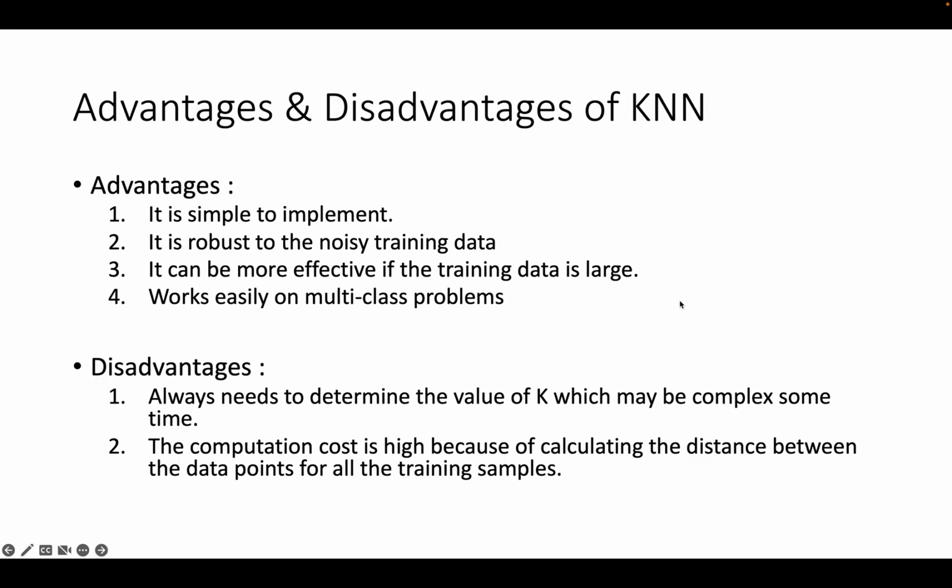Advantages of KNN. It is simple to implement. It is robust to noisy training data. It can be more effective if the training data is large. Works easily on multi-class problems. Disadvantages. Always needs to determine the value of K, which may be complex sometimes. The computation cost is high because of calculating distance between the data points for all training samples in real time actually.